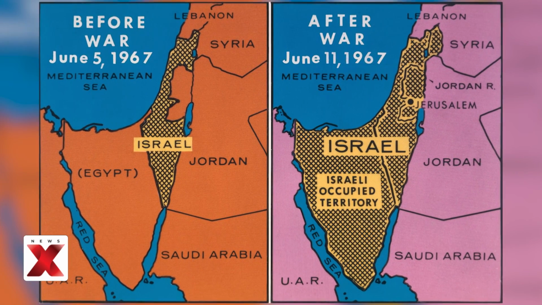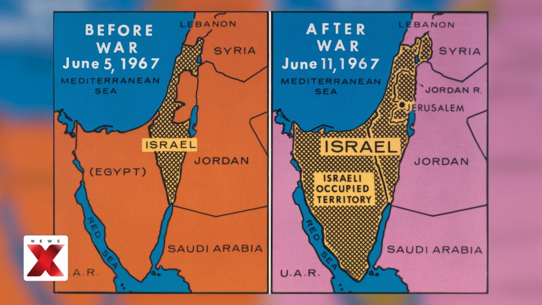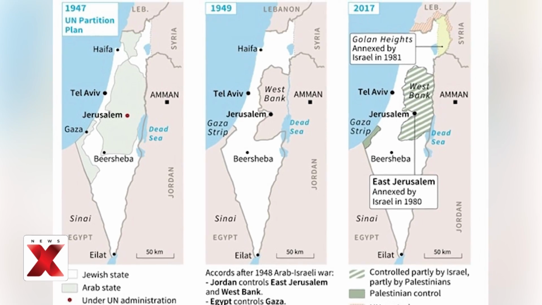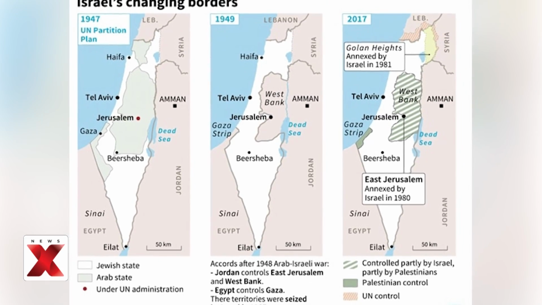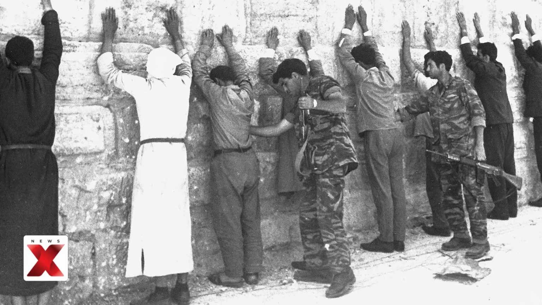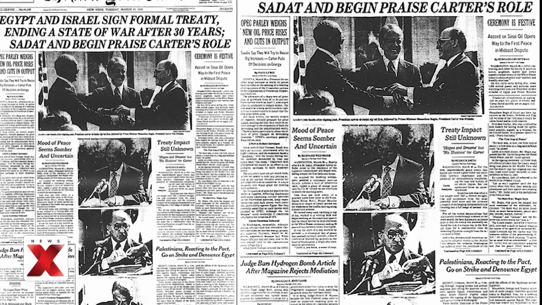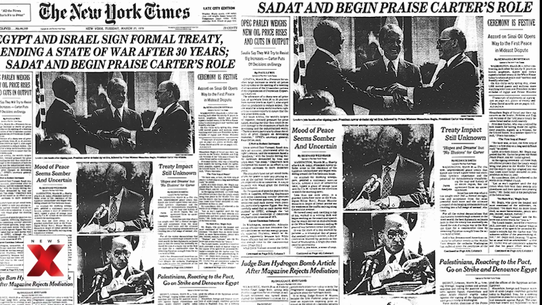The 1967 Six-Day War changed Middle East boundaries, with Israel fighting Egypt, Syria, and Jordan. Israel captured the Sinai, Gaza, Golan Heights, and East Jerusalem, expanding its territory. About 1 million Palestinians in the West Bank, Gaza, and East Jerusalem came under Israeli control. Egypt received the Sinai in a 1979 peace agreement.